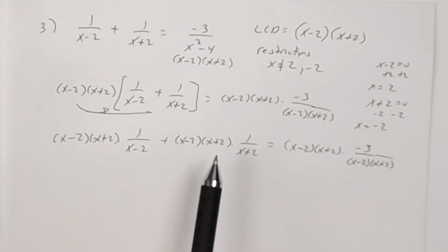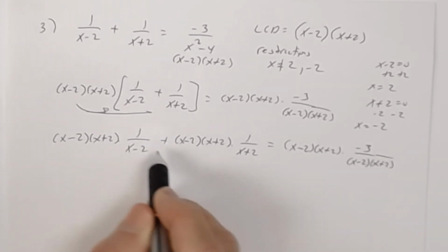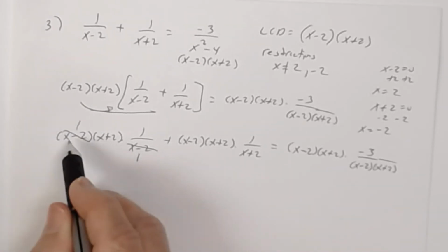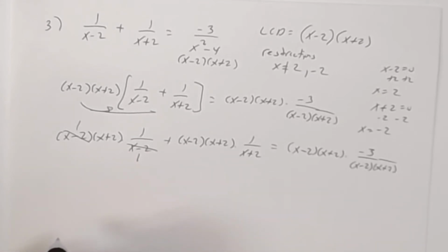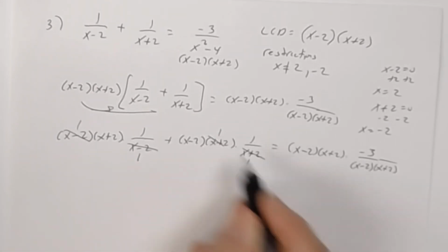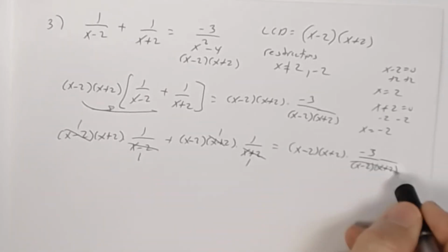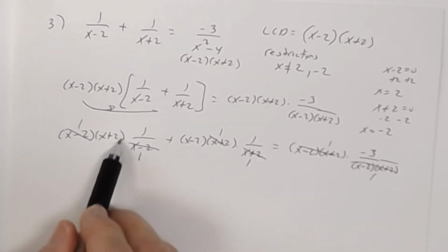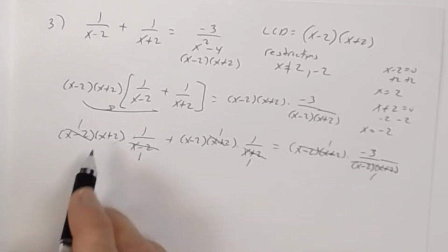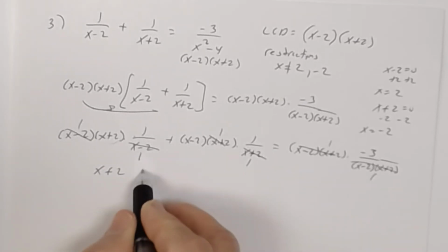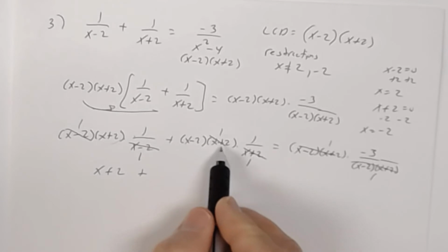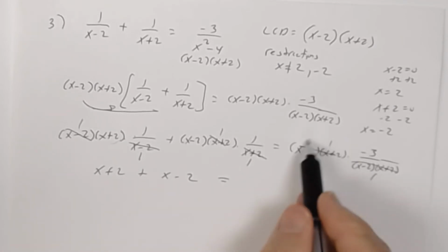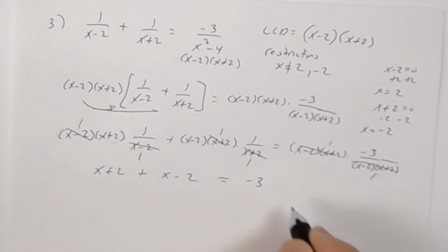The whole point of multiplying by the least common denominator is to clear the fractions, so to get these factors to be 1s. So x minus 2 into x minus 2. So that has to reduce with one of these factors in your LCD, and it does. This has to reduce with one of these, and it does. And both of these reduce with each other. Okay, so now what we have is this. We have 1 times x plus 2 times 1, and that's just x plus 2, plus x minus 2 times 1 is x minus 2 equal 1 times negative 3 is negative 3.